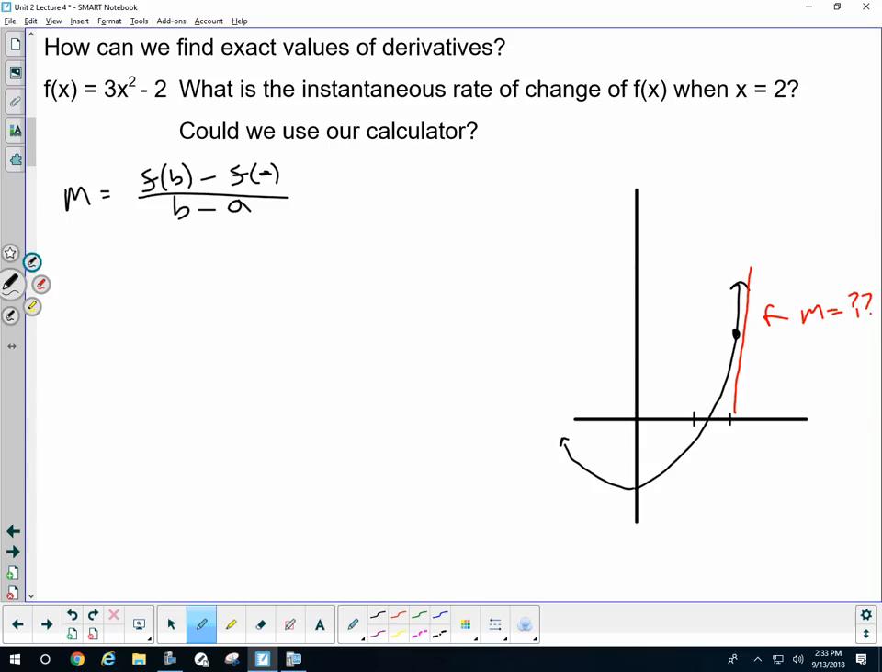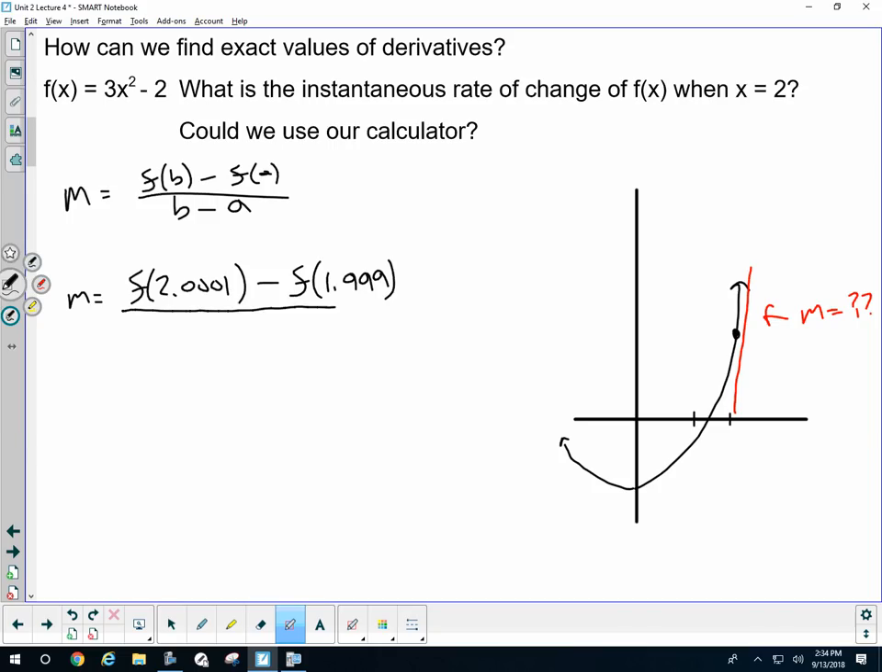It's just slope, right? And we talk about, well, if we put our points really, really close to 2, we'll get a better and better approximation of what's going on at 2. So let's do that. Let's plug in 2.001. Let's use 3 zeros. Let's go for it. And then 1.999. If you have a calculator, you can do that. I'm going to show it up on the board. And that's the change in my y's, and then the change in my x's. Three zeros. It's going to be this.